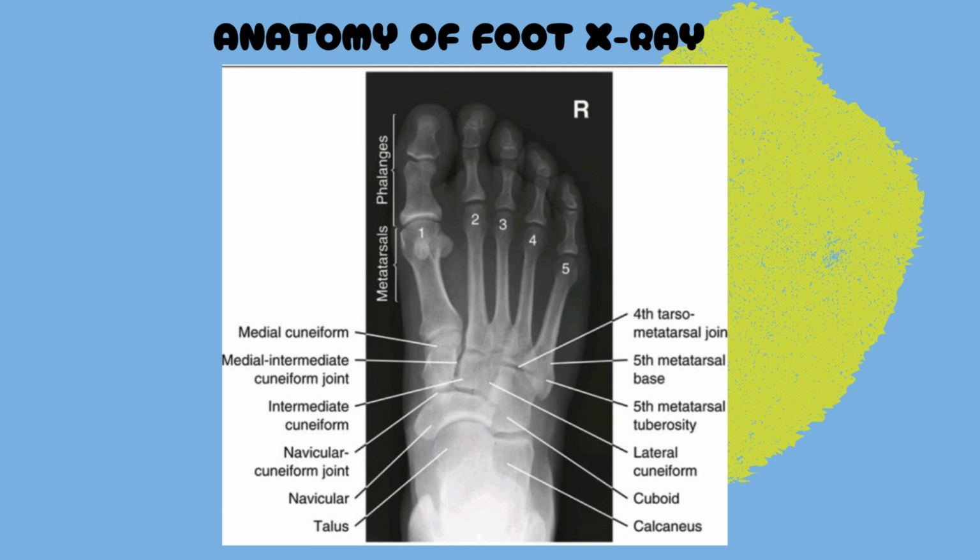First tarsal bone is cuneiform. There are 3 cuneiforms, which are medial cuneiform, intermediate cuneiform, and lateral cuneiform. Medial intermediate cuneiform joint is usually seen in radiograph of AP foot. On the lateral part, we have cuboid. Next, proximal to cuneiform, we have navicular, which is connected with cuneiform by navicular cuneiform joint. Lastly, we have talus and calcaneus at the most proximal part of foot.